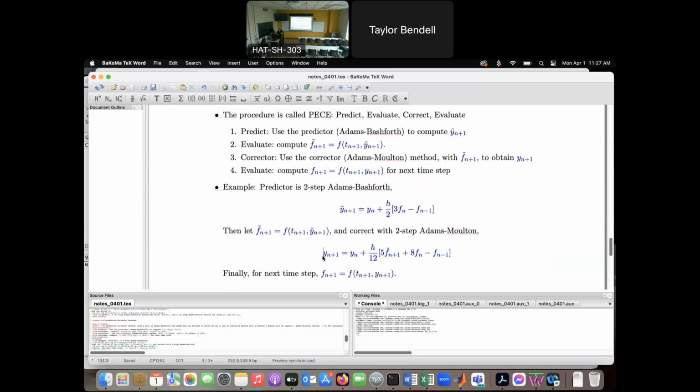Then to set up the next time step, I don't want to use this f n plus 1 value next time because this is out of date. I have a better y value now. So I substitute that in here.